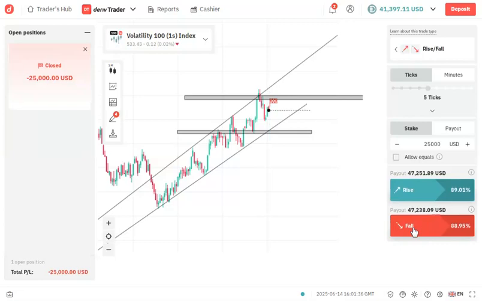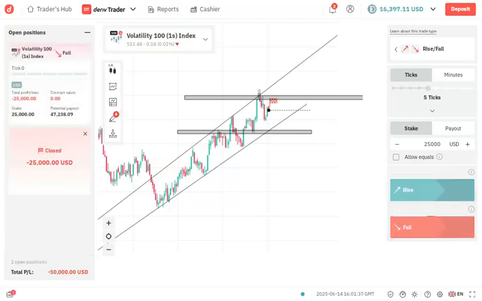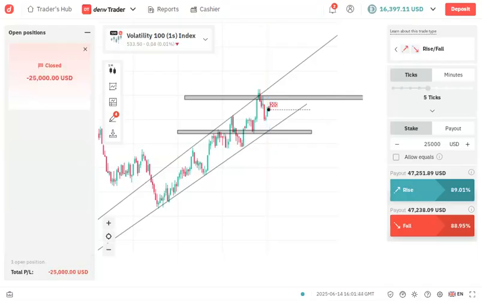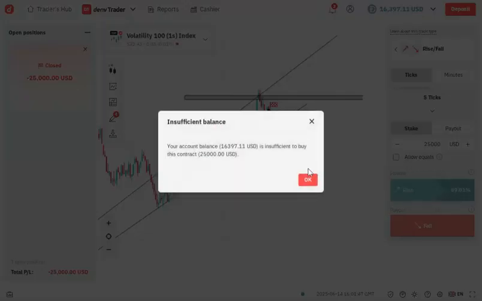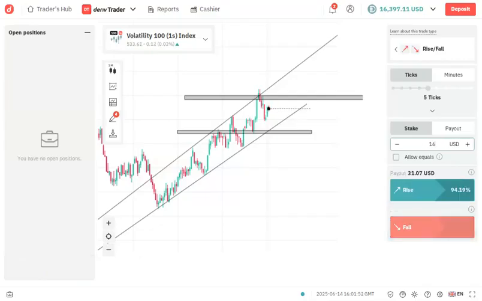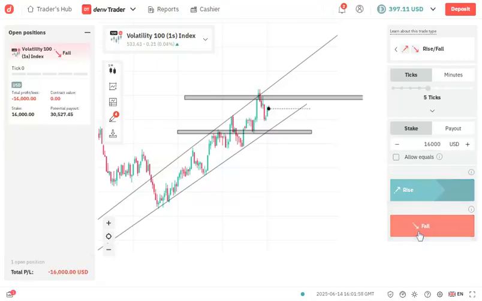That didn't go well for us. Let's sell again, just following trends as the unprofessional traders always do. Oh my god, that's a bad one there. Let's sell again. Okay, we lost everything. Lost everything. Let's go 16k.